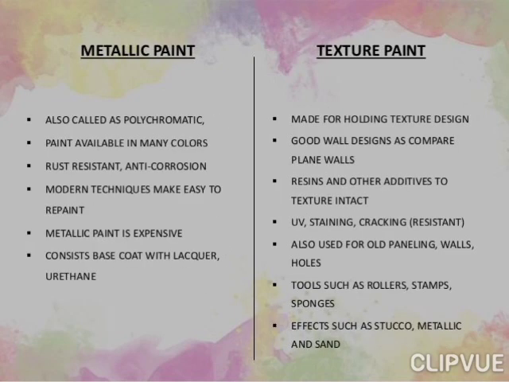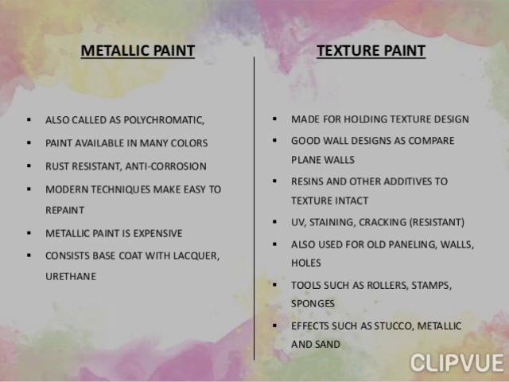Metallic paint. These are also called polychromatic. These paints are available in many colors. These are rust resistant and anti-corrosive. These have modern techniques which make it easy to repaint. These are very expensive and this consists of a base having coating with lacquer and urethane.